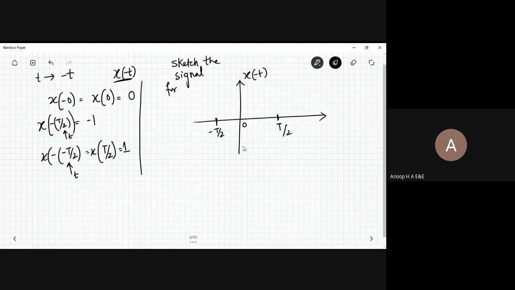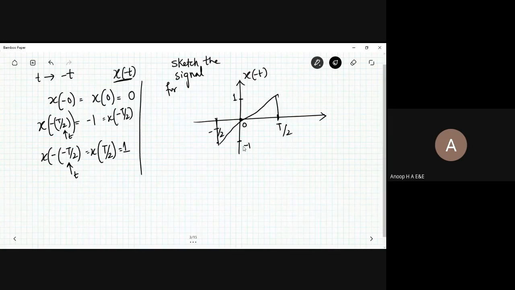Okay, how do I need to write it? At 0, I have 0. x of minus T by 2 is equal to minus 1. This is minus 1 here and this is plus 1. So I need to write it as minus 1. Next, I need to write it down for plus T by 2, that is 1 here. Now I need to draw the signal again, which is for x of minus t.